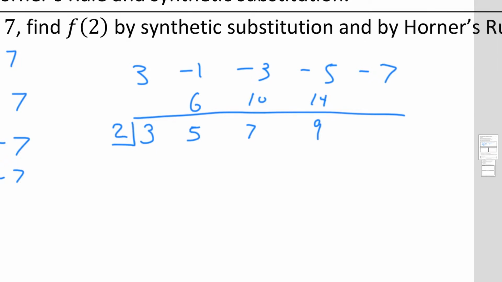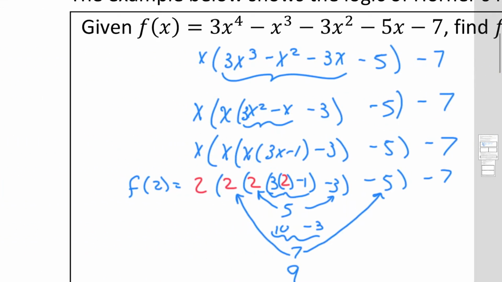So one last step, 2 times 9 is 18, and then negative 7 plus 18 is an 11. Now let's go back and look at Horner's rule. What am I going to do with this 9? I'm going to multiply it by that 2 and get 18, and then 18 minus 7 is going to be the 11.